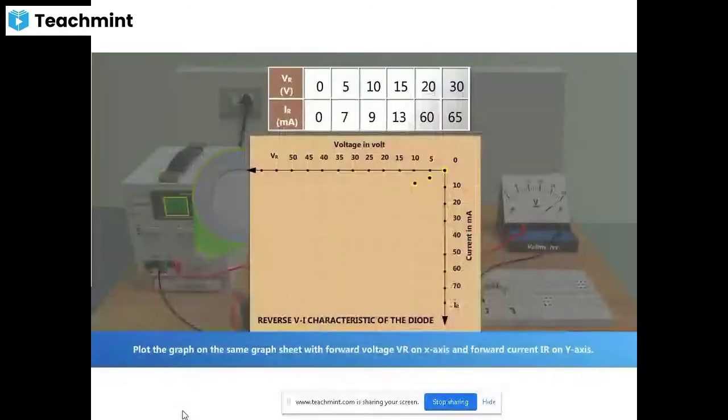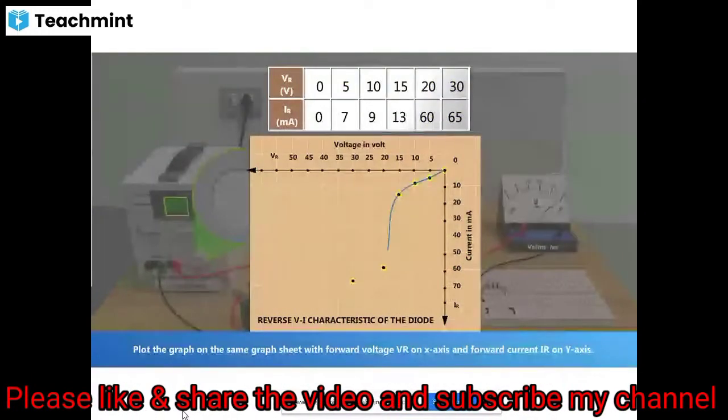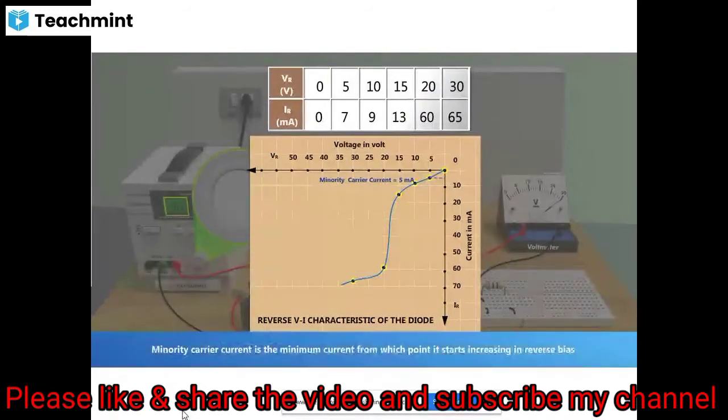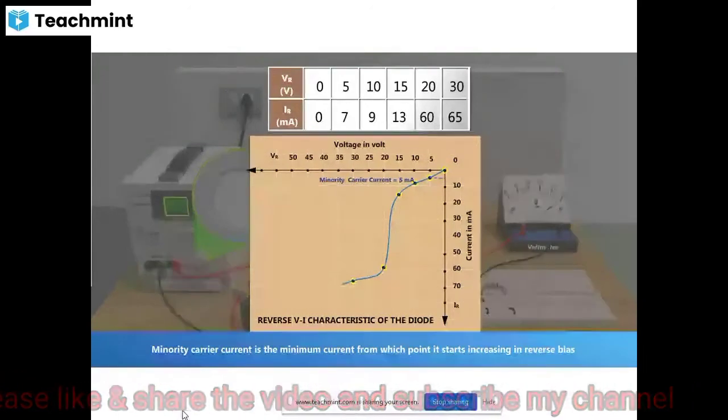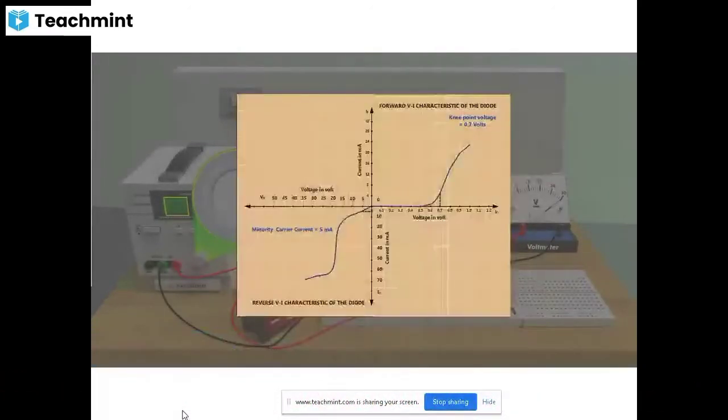Plot the graph on the same graph sheet with forward voltage VR on x-axis and forward current IR on y-axis. Minority carrier current is the minimum current from which point it starts increasing in reverse bias.